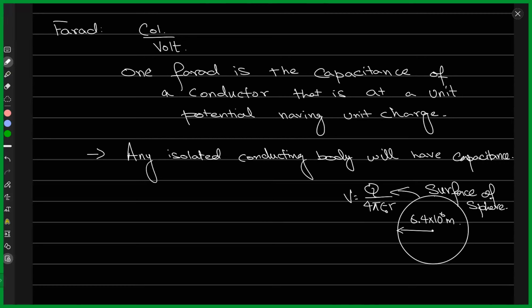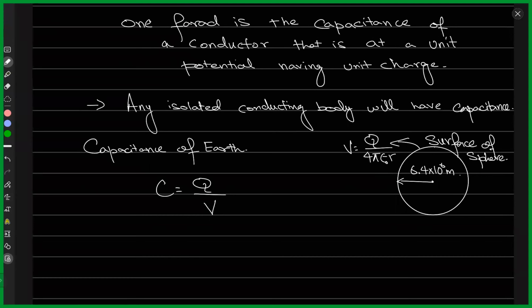Now, if I want to work out the capacitance of Earth, let me just give it a heading, capacitance of Earth, right? And we can do that because we know capacitance is just defined as charge stored divided by V, right? That's the potential difference. Now, all you have to do over here is put in this value for V in this expression, and that gives you C is equal to Q divided by Q over 4 pi epsilon naught R.